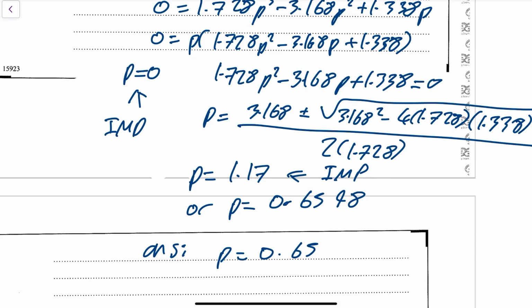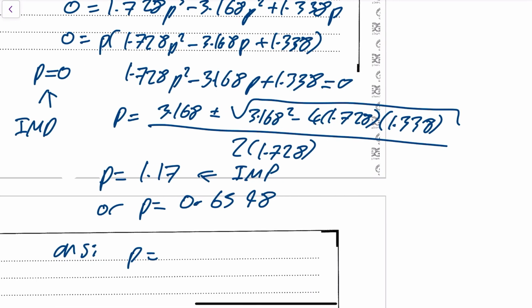Oh sorry, I'm going to have to check that. Apologies, I'm going to have to check this here, sorry. What was it? 3.168 and then minus 3.168 squared minus 4 times my a, which is 1.728, times 1.338, and all divided by 2 times 1.728. Yeah, sorry, that was right then. Apologies, I had the wrong thing written down, just needed to check that there.